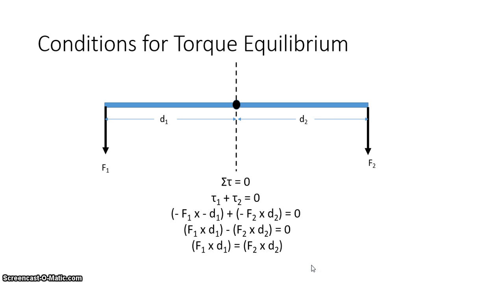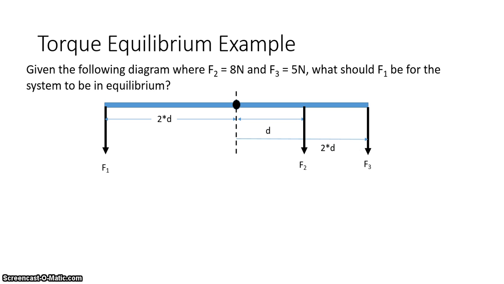All right. So now that we understand that, now let's look at a torque equilibrium example. In this example, we're given the following diagram. So this is our diagram here. And in the diagram, it says that F2 is equal to 8 newtons, that's over here. F3 is equal to 5 newtons, and the question asks us what would F1 have to be in order for us to have a system that is in equilibrium.